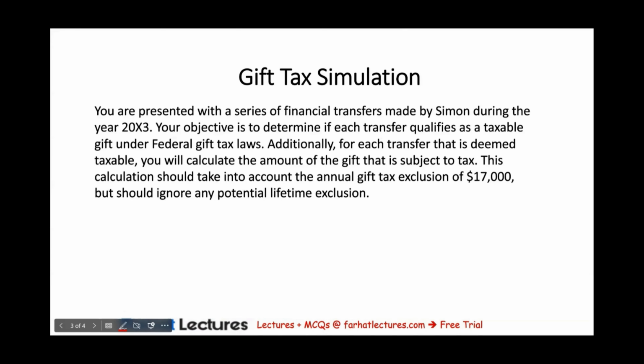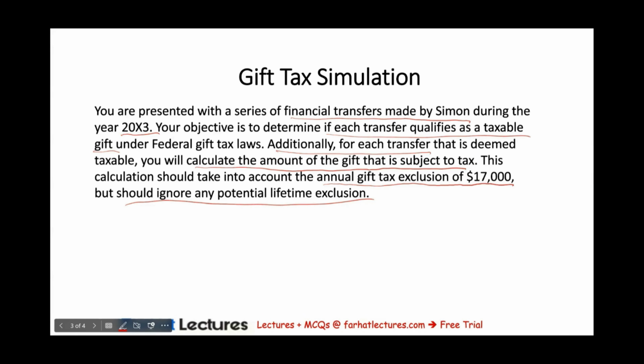You are presented with a series of financial transfers made by Simon during the year 20X3. Your objective is to determine if each transfer qualifies as a taxable gift under federal gift tax laws. Additionally, for each transfer that is deemed taxable, you will calculate the amount of the gift that is subject to tax. This calculation should take into account the annual gift tax exclusion of $17,000. So here, the annual gift tax exclusion is provided, but you should ignore any potential lifetime exclusion.